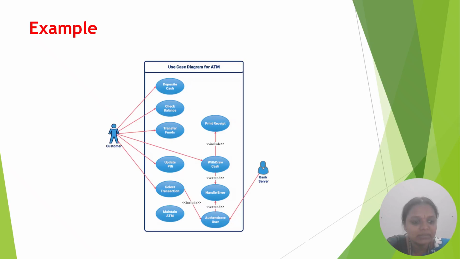For example, if the user chooses withdraw cash, the system connects to the bank server to check balance. If everything is fine, cash is dispensed. Then the system prints a receipt. After completing the transaction, the system returns the card and displays the thank you message.